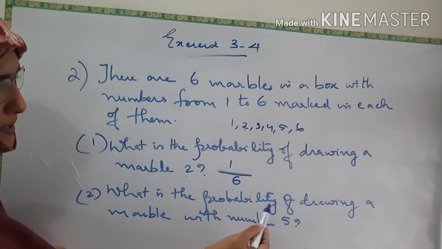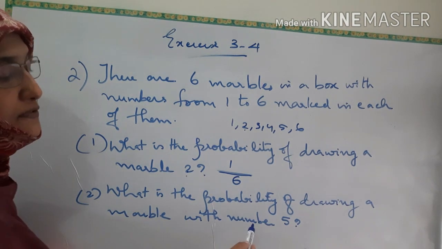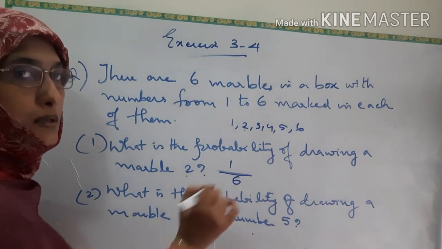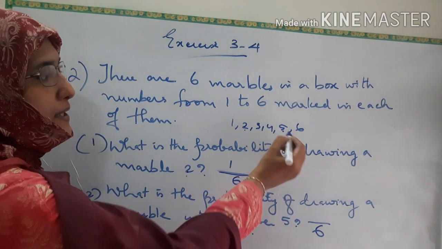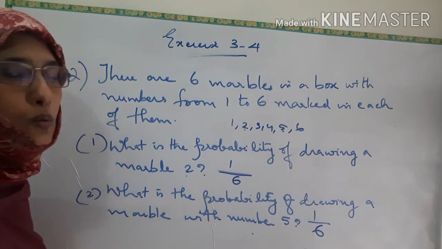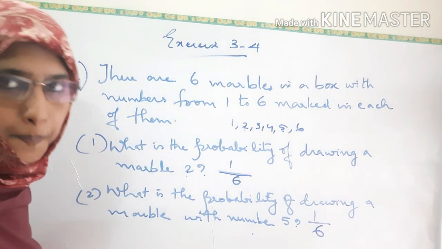Next is what is the probability of drawing a marble with number 5? That is also same, isn't it? Total number it is 6 and only 1 5 is there. So it is 1 by 6.